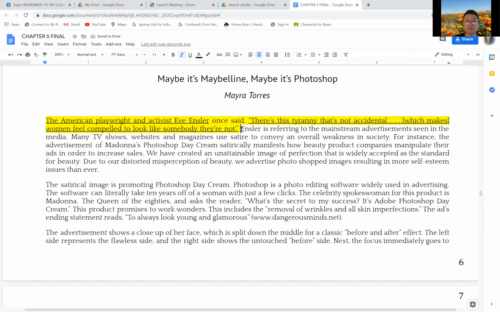Then she justifies her quote. She explains her quote, right? Ensler is referring to the mainstream advertisements seen in the media. So here she is justifying her quote. She wants the readers to understand what's going on and why this quote is important and how this quote should be understood in the context of her writing. So what does she do? She introduces the quote, she places the quote, she justifies the quote.